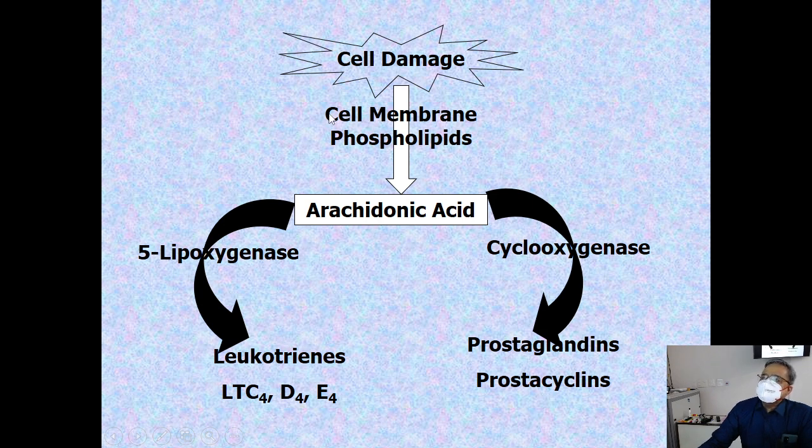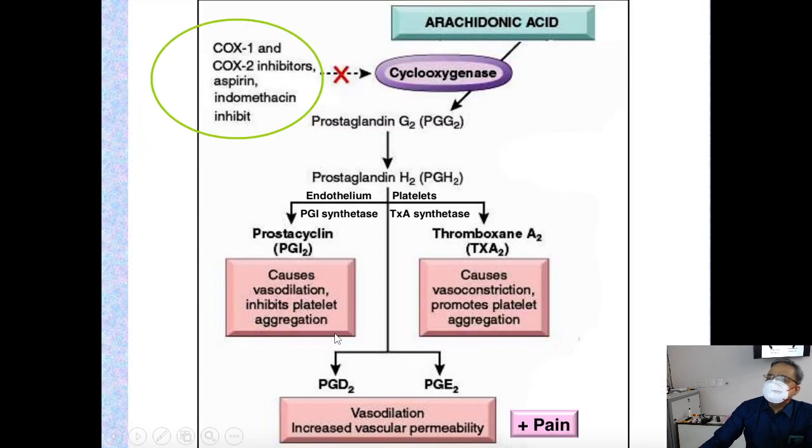They are released whenever there is damage to the cell membrane with phospholipids getting damaged. Arachidonic acid has to be released from the triglyceride or diglyceride where it is being held, and then the cyclooxygenase and the lipoxygenase act. So we already saw this. Prostaglandins are also important for pain.